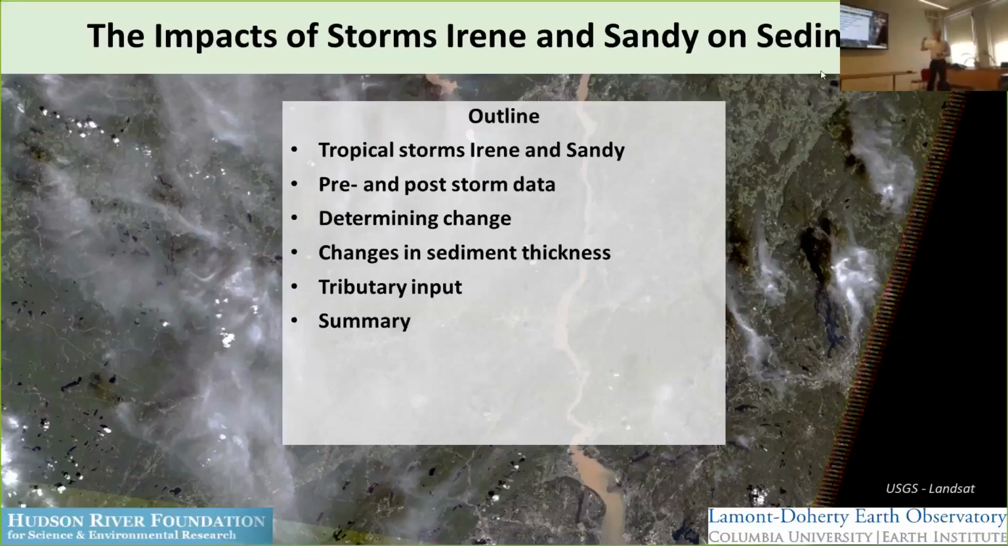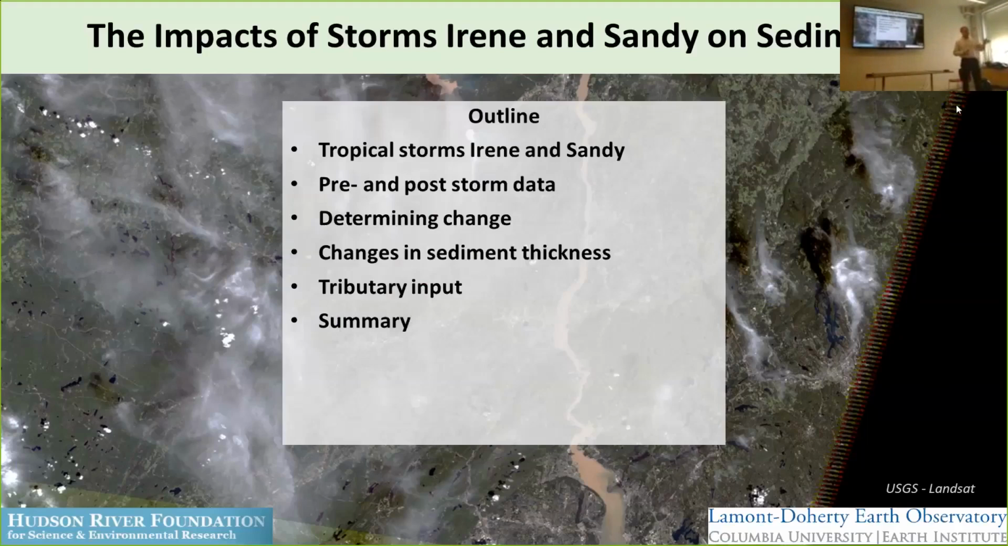Okay, good. So I'm just going to give you a brief background. You're probably all familiar with the storms Irene and Sandy. We had a bunch of data from before the storm and after the storm, and the main approach to identifying where the sediment went is comparing these two data sets. Then we use this data to determine where we might see change in the river, and then try to quantify the changes in the position using different methods.